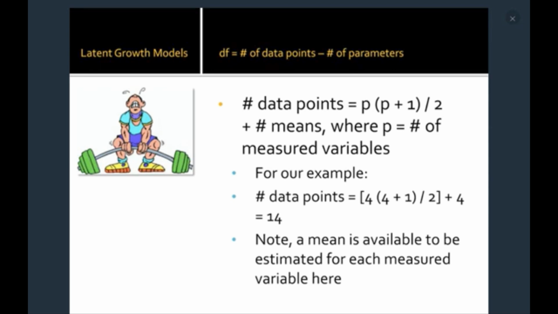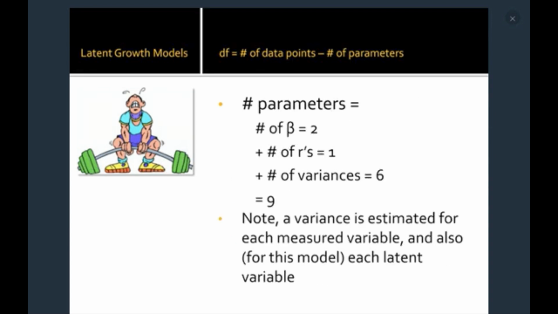We could if we wanted, and so then that becomes 4, which is the number of measured variables, which is also equal to p in this case, which is included in the p times p plus 1 over 2. And then the plus 4 at the end is for 4 measured variables, or 4 means for those measured variables, should we have decided to calculate them. So we get 14 in this case, and then we have a number of parameters calculation that is 9.